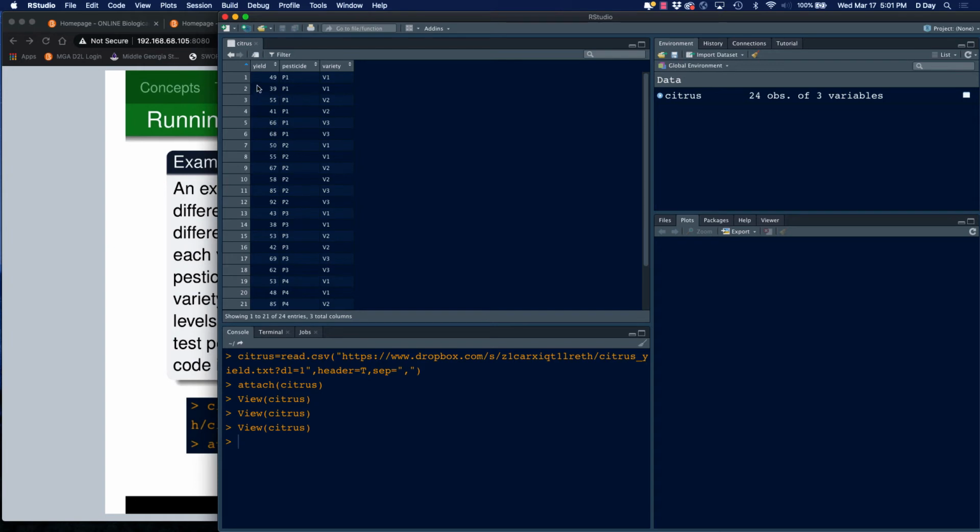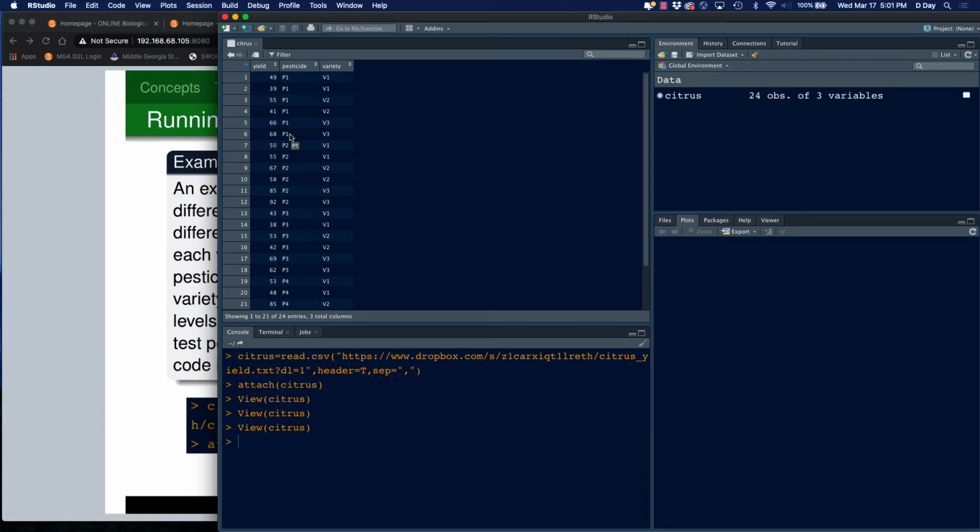I have my yields, my bushels per tree values here. So how many bushels of citrus I got from the trees during the test period. And then here, pesticides is factor A and variety is factor B. And so pesticides broken down again into P1. So the first 6 trees here have P1 next to them.